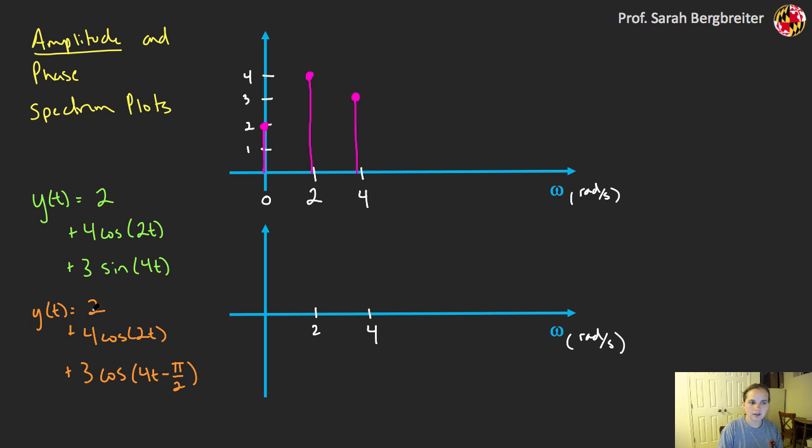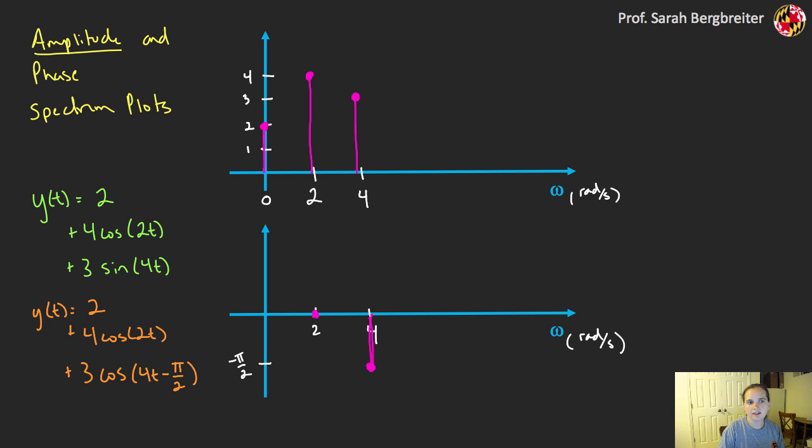And phase doesn't make sense at 0 radians per second. But then at 2 radians per second, I have a phase of 0. And then at 4 radians per second, I have a phase of minus pi over 2, and so it's drawn once again as that lollipop, where I have a kind of bar going to the dot here.